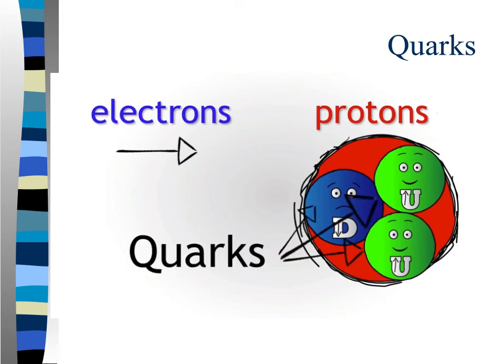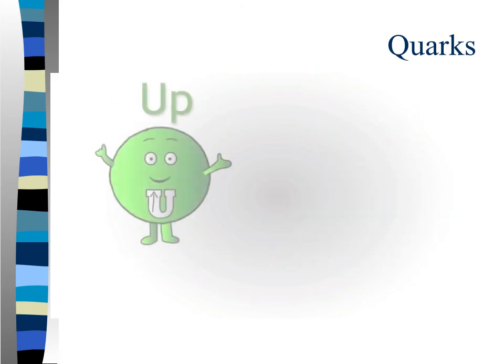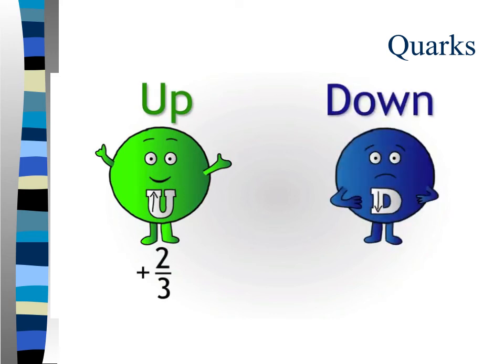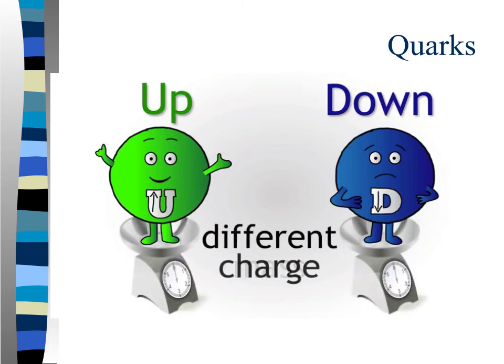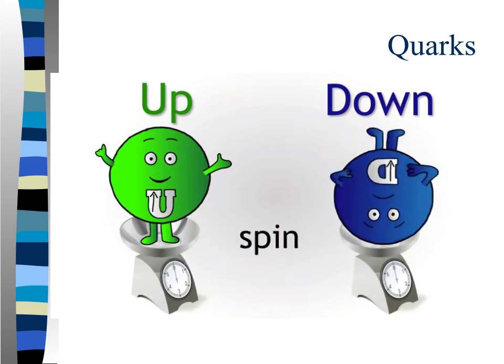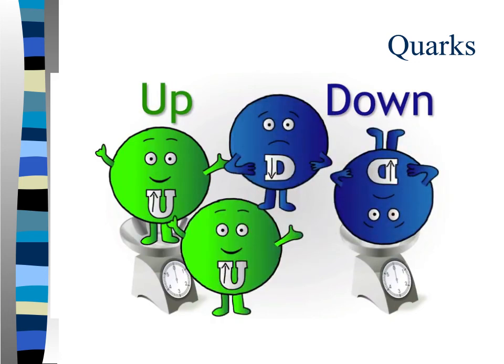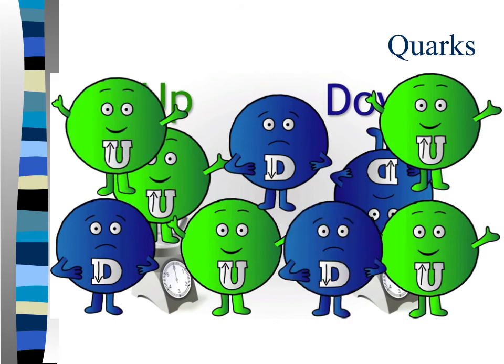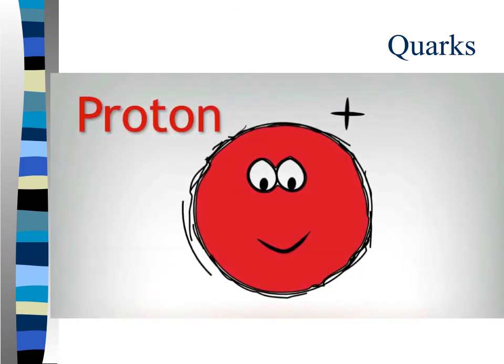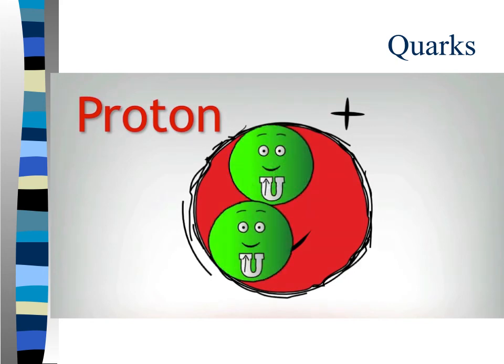At the time, there were 2 basic quarks. The up quark, which has a charge of plus 2/3 of the charge of an electron, and the down quark, which has a charge of minus 1/3. How are they different? They all have different masses, as well as charge, and another property called spin. The up and the down quarks are the most common and least massive. The proton was found to be made of 2 up quarks and 1 down quark.